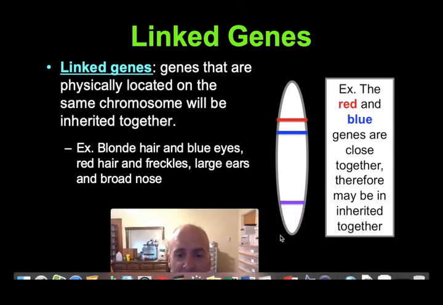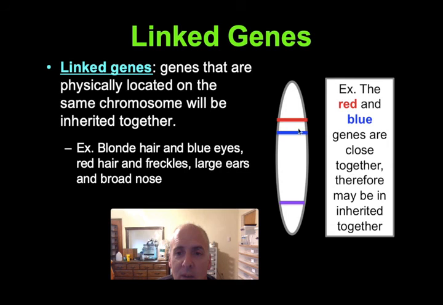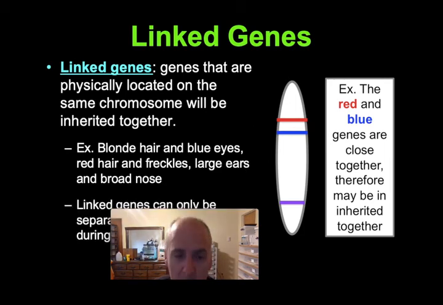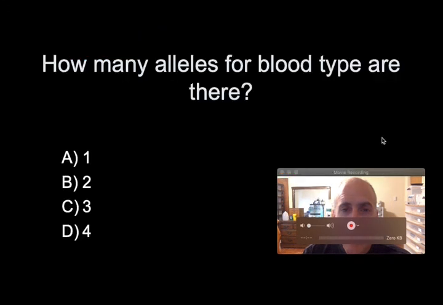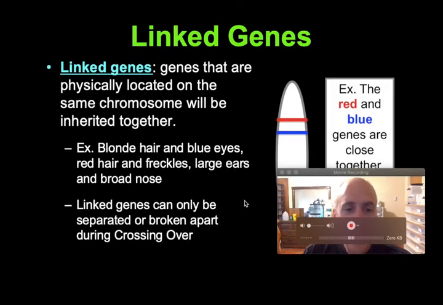So in this example, the red and the blue genes are close together, and they may be inherited together. The purple one is further away, so if crossing over occurs anywhere in here, it can be switched. Linked genes can only be separated or broken apart during crossing over.